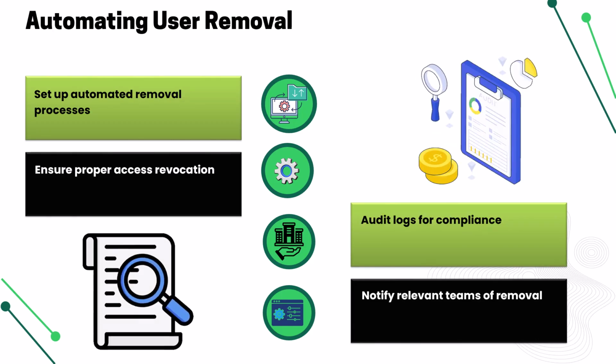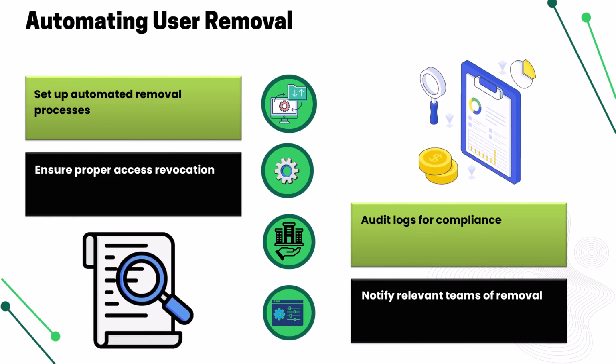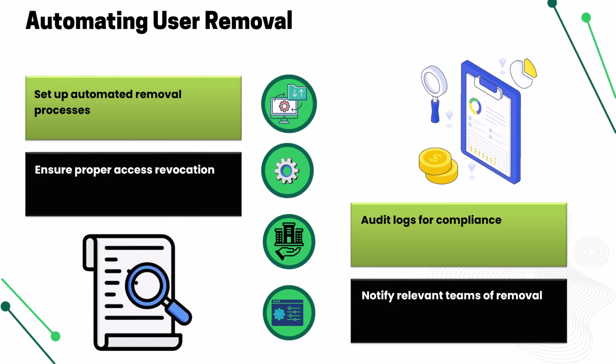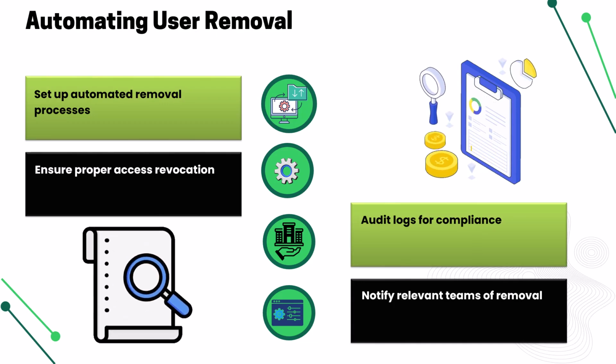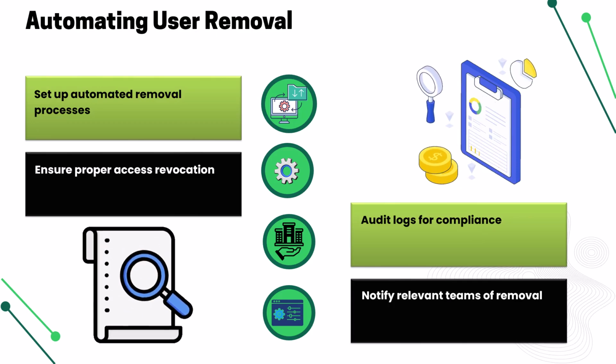When a user leaves, we ensure their access doesn't linger like an unwelcome guest. Automation helps revoke permissions swiftly. Logs keep things transparent, and notifications keep everyone in the loop. Because security gaps are the last thing we want as a parting gift.